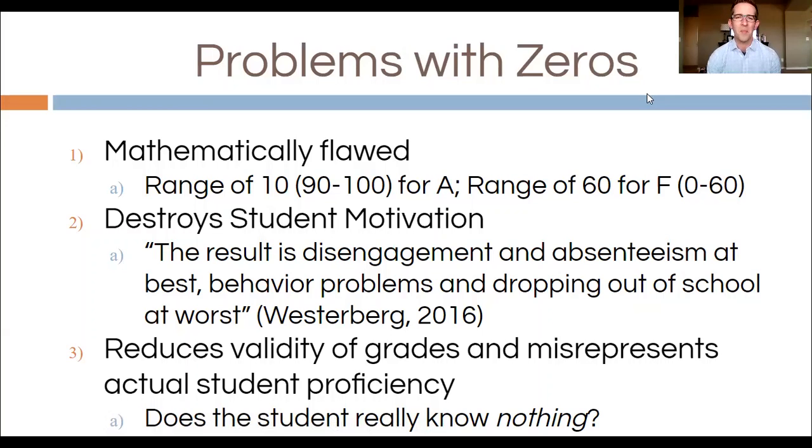All right, let's talk about some of the problems with zeros. The first major problem with the zero is the mathematical flaw that exists within it. We have a 10-point range for an A, a 10-point range for a B, 10 points for a C, 10 points for a D, and a 60-point range for an F.